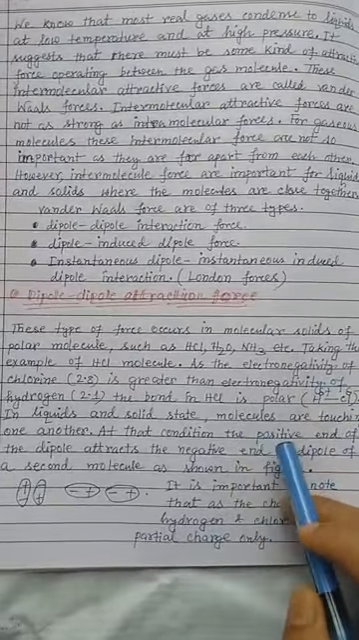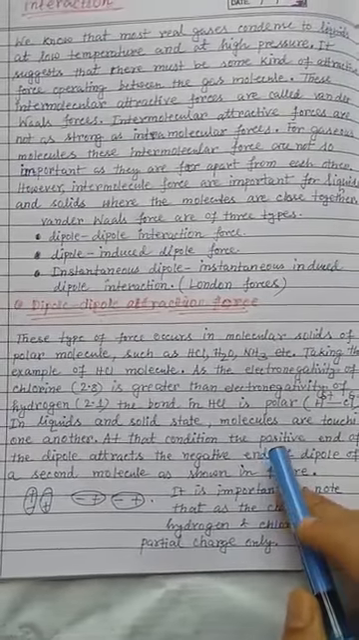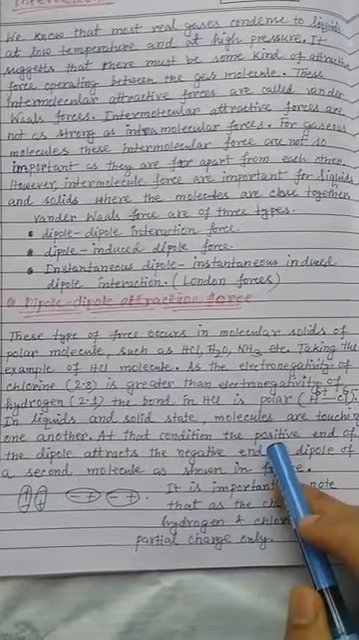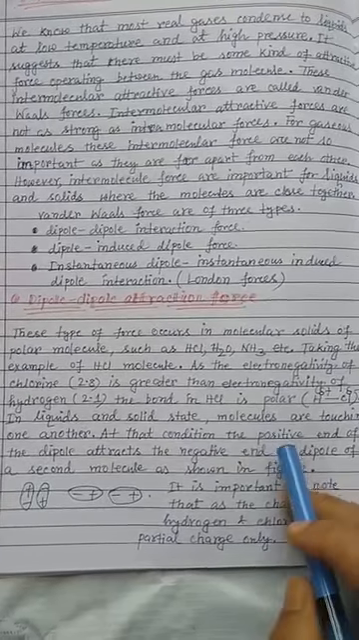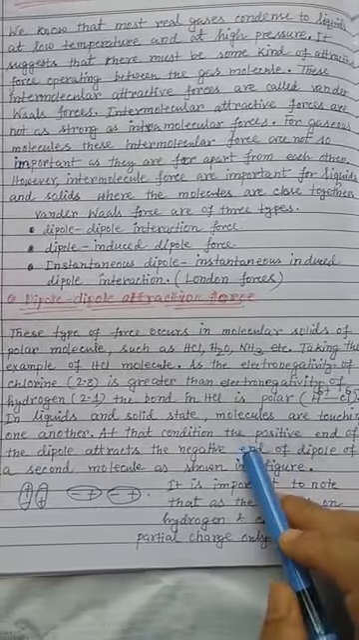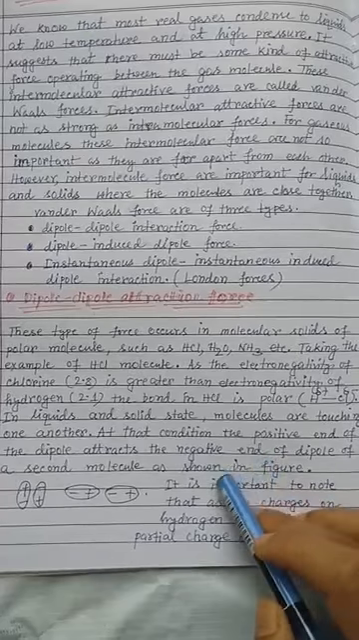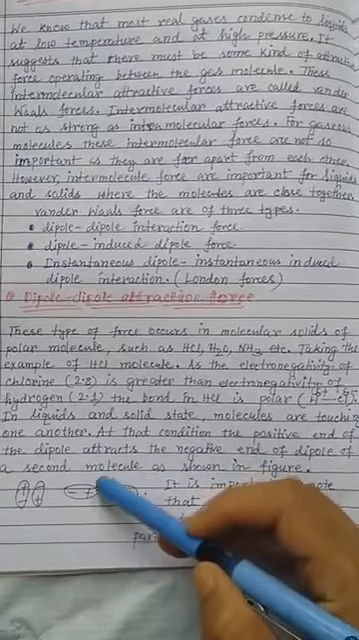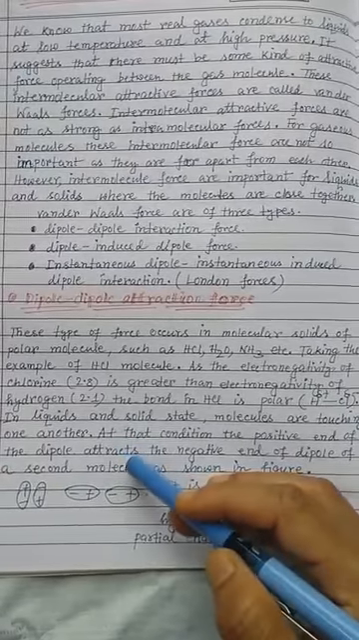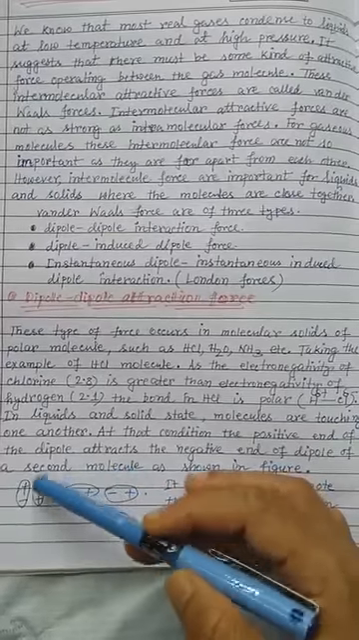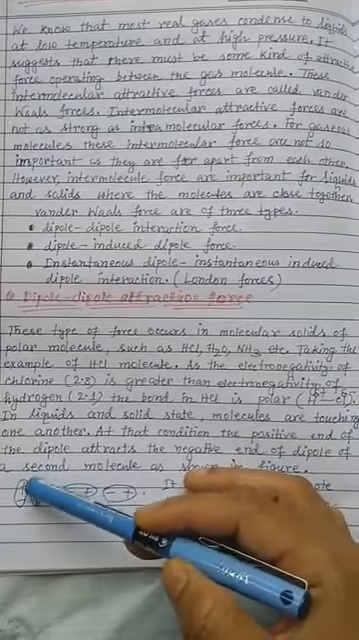In the liquid and solid state, molecules are touching each other, that is, they are situated within very close distance. In that condition, the positive end of the dipole attracts the negative end of the dipole of a second molecule, as shown in the figure. If you place a set of polar molecules in the solid or liquid state, the dipole, positive-negative, negative-positive, can attract the second dipole in this fashion.